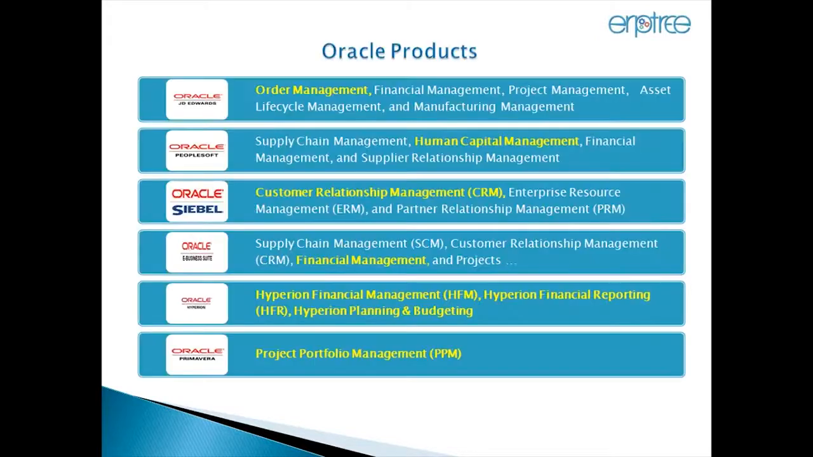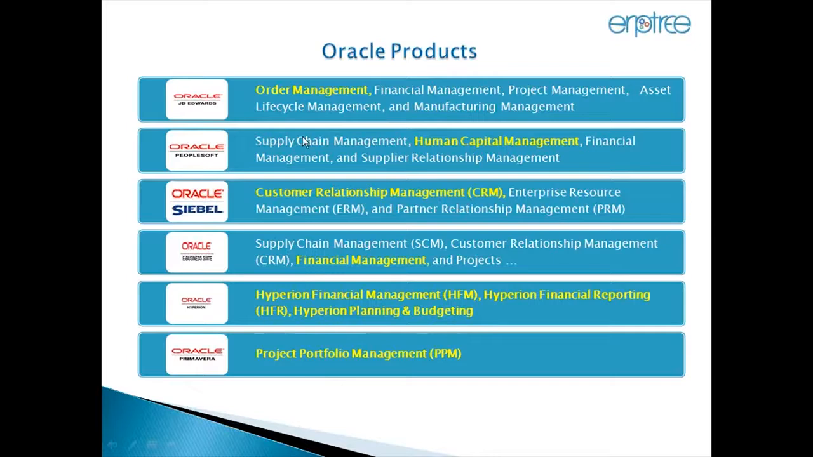So let's move to the next slide. See, now all these ERP products are owned by Oracle, even including the reporting tools and other project management tools. If you look at these products, from Oracle JD Edwards, Oracle order management is a very rich solution. From PeopleSoft, HCM, Human Capital Management. From Siebel, CRM. From Oracle EBS, Financial Management. From Hyperion. These are very famous solutions. The same with Primavera Project Portfolio Management.